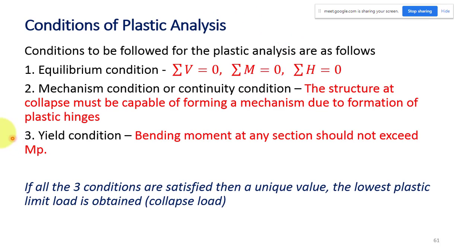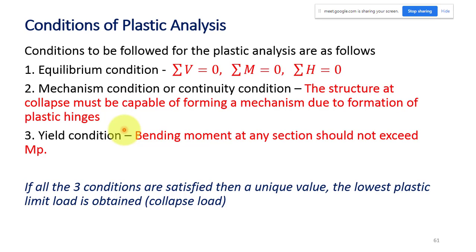So this we have already discussed. These conditions of plastic analysis are nothing but your basic principles. Equilibrium condition indicates that all the equilibrium equations must be satisfied. And mechanism condition indicates that the structure at collapse must be capable of forming a mechanism due to the formation of plastic hinges.